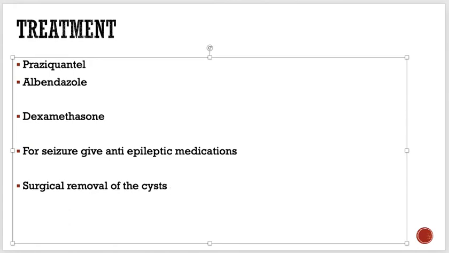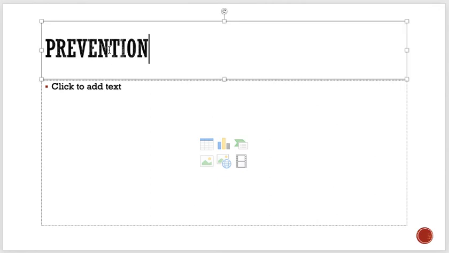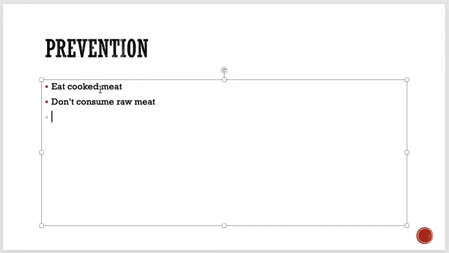Of course, we always discuss one more thing, how to prevent these conditions. The most effective way of preventing this condition is what? Eat cooked meat, or don't consume raw meat. The meat should be cooked thoroughly prior to consumption. Good hygiene and good sanitation are also highly effective because the eggs go into the stool. So improve sanitation. That's why this condition is most common in developing countries or poor countries.